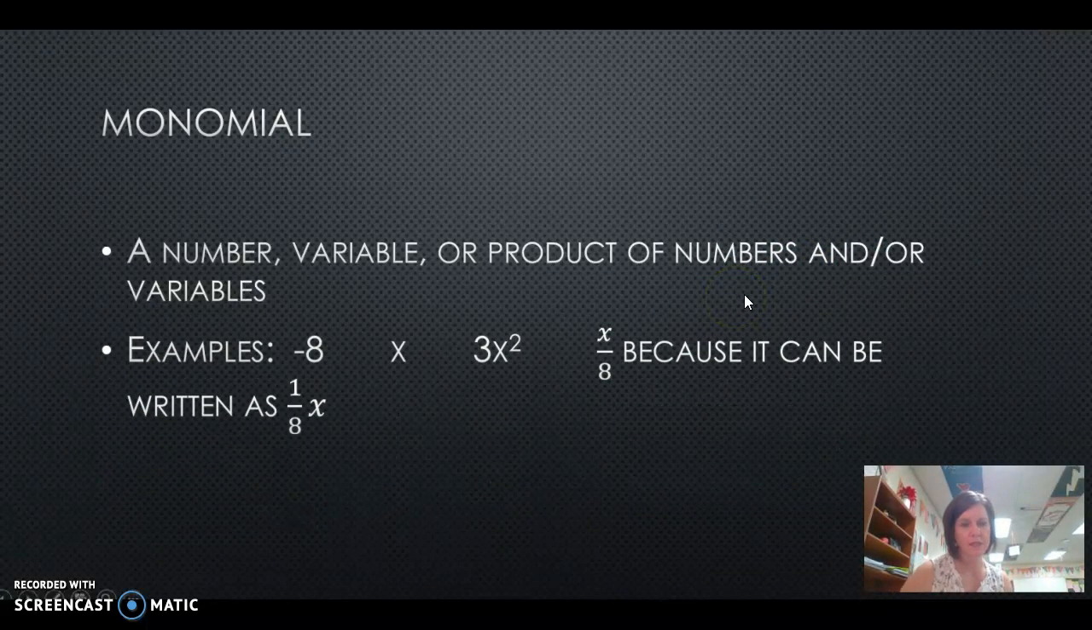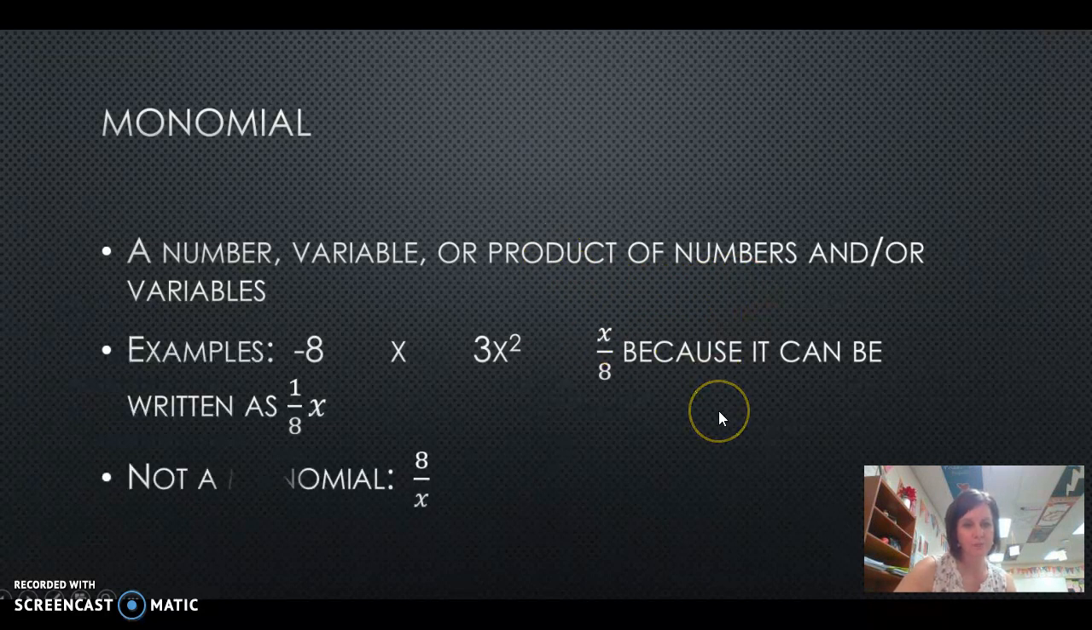For example, here are some examples. -8 is an example of a monomial. x is an example of a monomial. 3x squared is an example of a monomial. x divided by 8 is a monomial, and we consider that a monomial because it can be written as 1/8 x. Those are all examples of monomials.